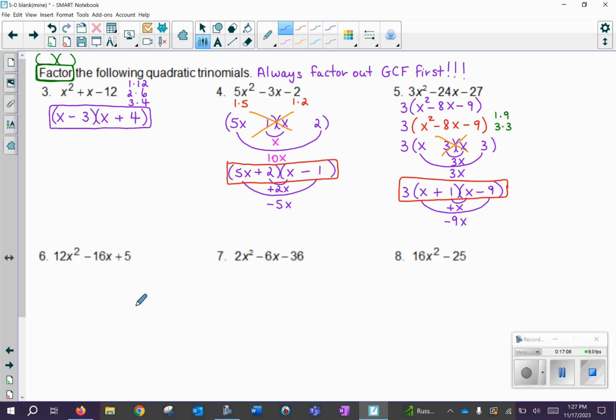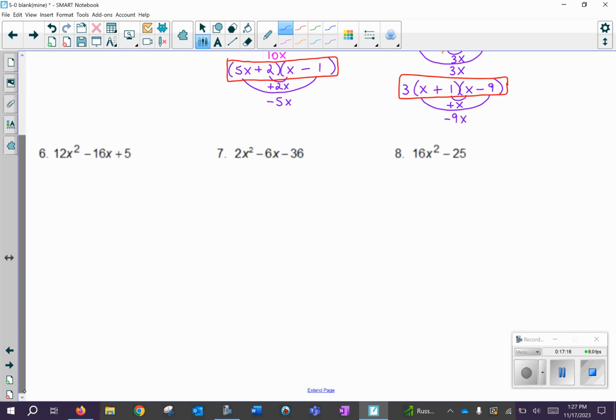All right, number 6, is there a GCF? Nothing goes into 12, 16, and 5 except 1. Therefore, we will just go ahead and say 12 is 1 times 12, 2 times 6, and 3 times 4. Do them in order. 5 is 1 times 5. The 90-10 rule says you're smarter to start with 3 and 4.